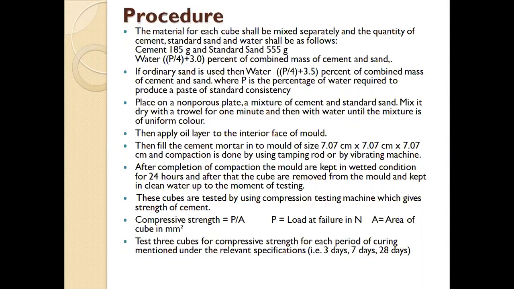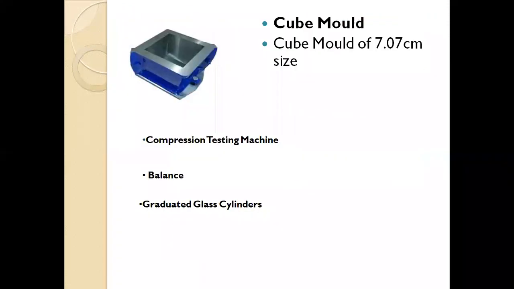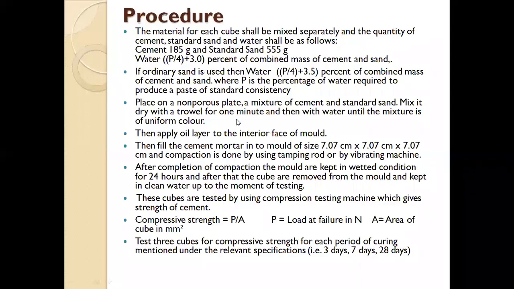Then apply an oil layer to the interior face of the mold. So we have to apply the oil on the interior face of this mold. Next, fill the cement mortar into the mold of size 7.07 centimeter by 7.07 centimeter by 7.07 centimeter, and compaction is done by using a tamping rod or by using a vibrating machine.